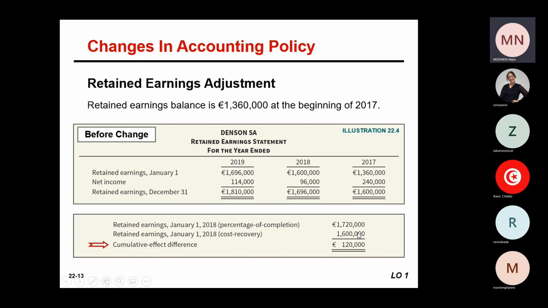Now, before 2018, that's of course in 2017, if we were using the percentage of completion method, we would have retained earnings of 1,720,000, not 1,600,000, okay? Because here we got this additional 120 that is related to the 2017 ending balance of retained earnings. So that's the cumulative effect difference, okay?